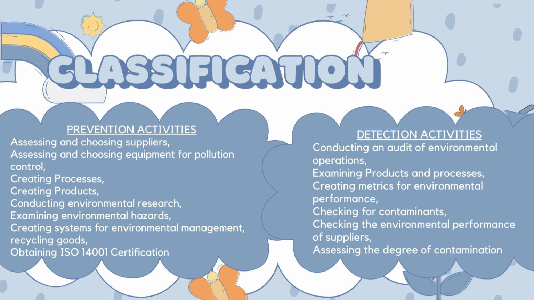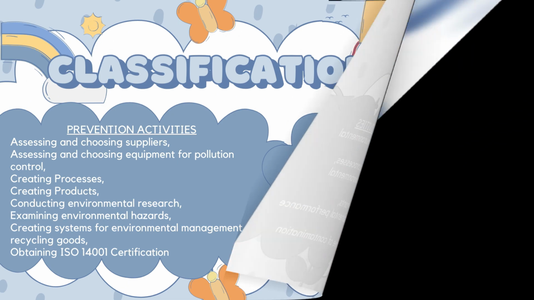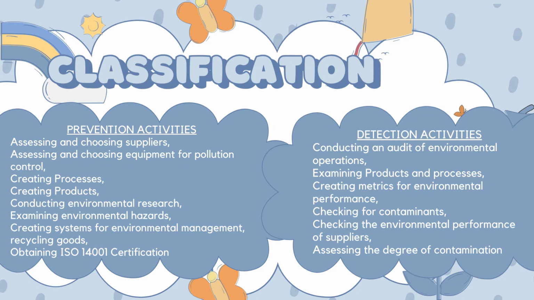Then it would be good if the company also registered itself to get its ISO 14001 certification, namely ISO related to the environment. Next is detection activities. So detection activities is when a company carries out production, the company is able to detect the potential for creating pollution or creating waste. So the process of auditing environmental activities still continues.